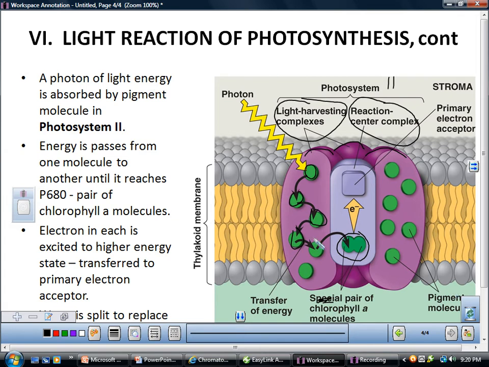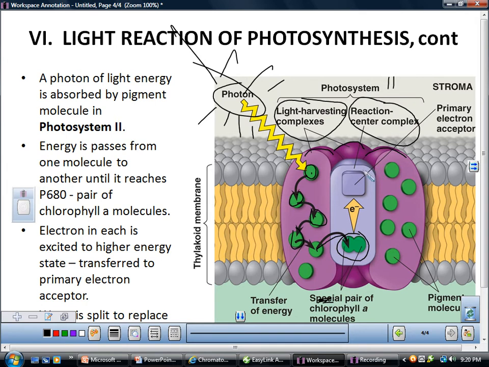Okay, so this all starts with the photon. This has to be the sunlight coming in. Photon energy comes in. Energy is passed from pigment molecule to pigment molecule all the way along, which will then eventually be received by our special chlorophyll A molecules. Now, in photosystem 2, these are called P680s. That's the part of the visible spectrum that they prefer. The electron in each is excited to a higher energy state until it's transferred to a primary electron acceptor.